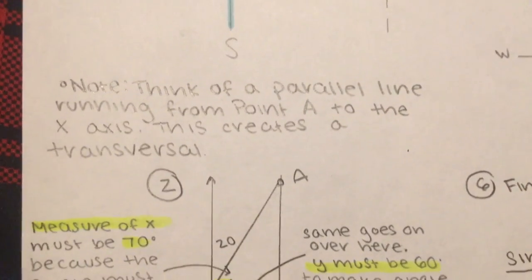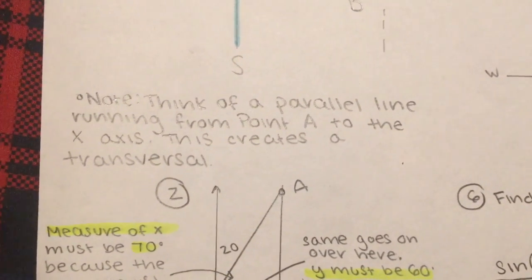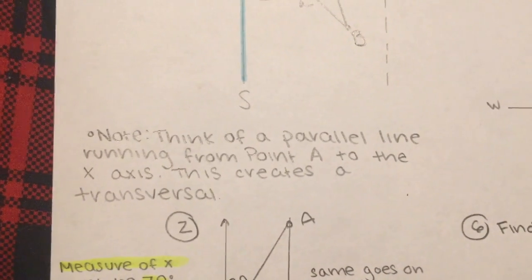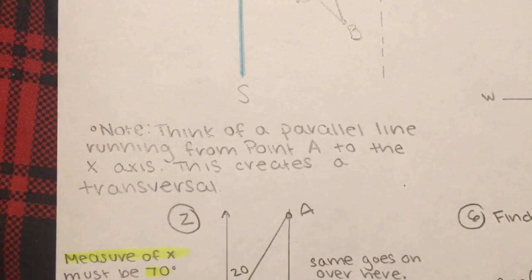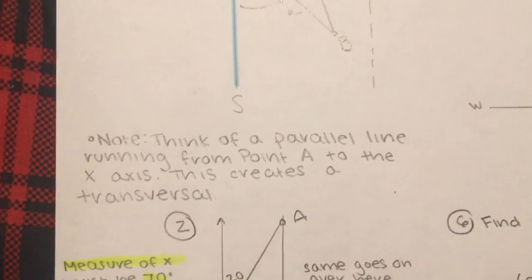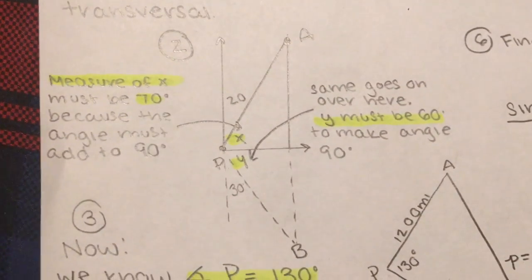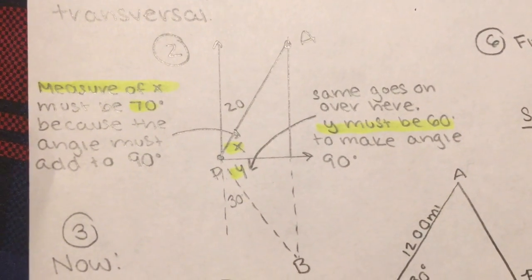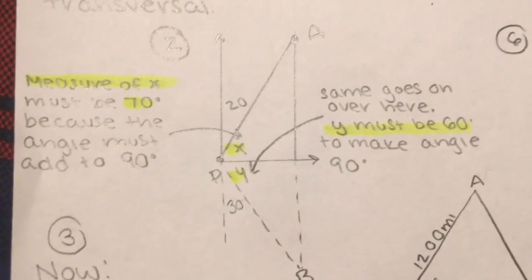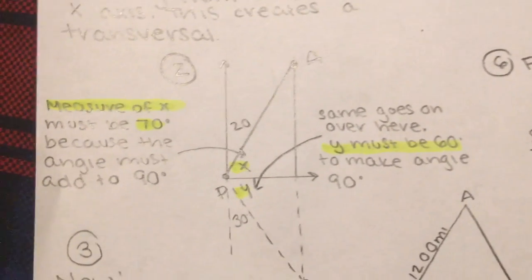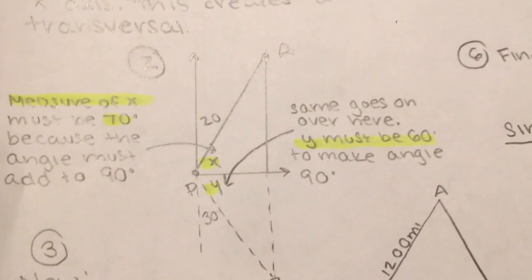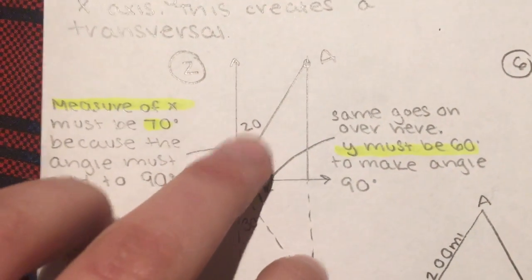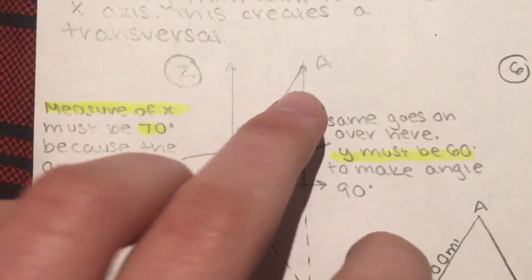So the second thing that we're going to do is, well, this is just a note, but think of a parallel line running from point A to the x-axis. This is going to create a transversal, and it's just going to make finding this part so much easier. So the next thing that we're going to do is find x, which is part of angle P. To find x, we're going to add that dotted line from point A down to the x-axis, and what that's going to do is make 20 degrees here and 20 degrees in here too.